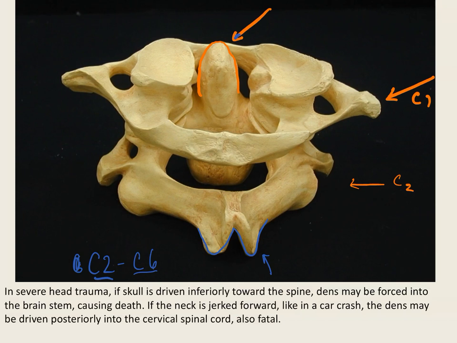This slide is just mentioning that this dens can actually be a dangerous anatomical feature if your head is jerked violently forward or backwards. If your skull is driven inferiorly, backwards towards the spine, the dens can be forced into the brainstem, causing death. If your neck is jerked forward, like in a car crash, the dens may be driven posteriorly into the cervical spinal cord, which is also fatal. So really violent movement of your head is not good. This is one way that you could possibly have a fatality from that movement.